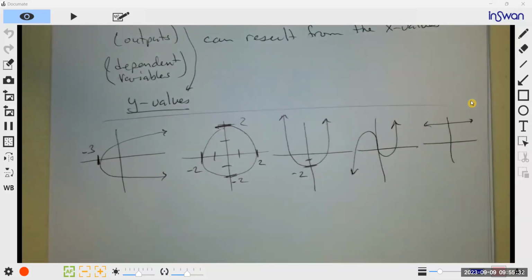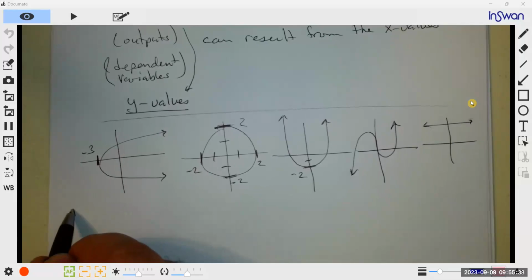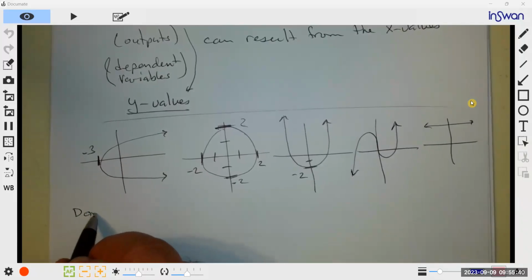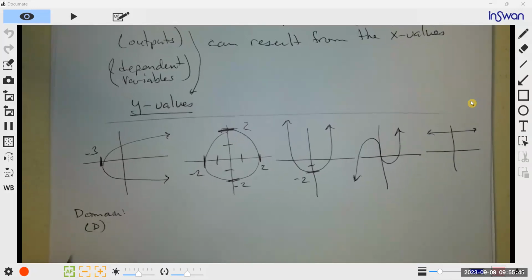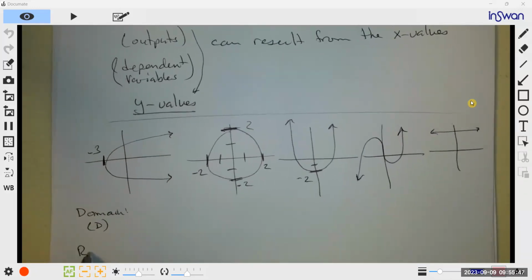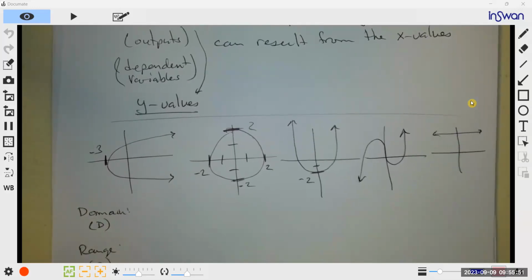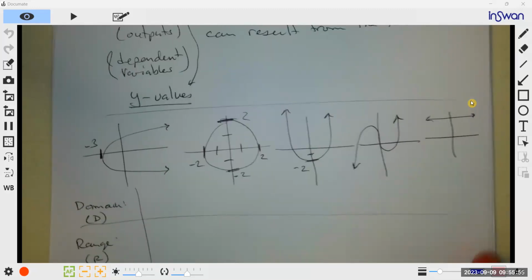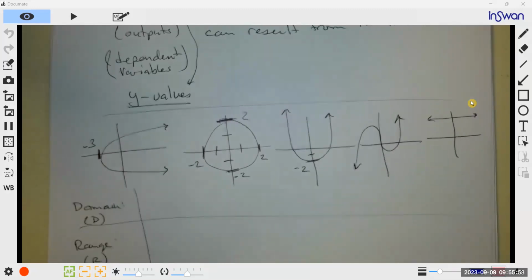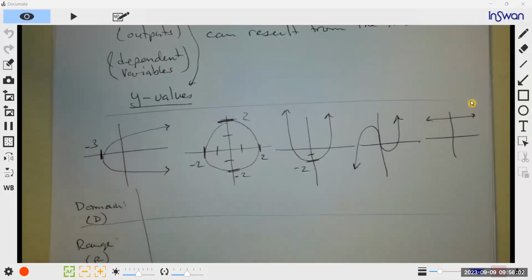Yes, I use those specific ones because it spells out the word count. So here the first numbers, we're going to look at the domains. Now for domains, I'll use letter D, and for range, I'll use letter R. So the domain in the first one. To determine the domain and range, always start from the lowest and go to the highest.